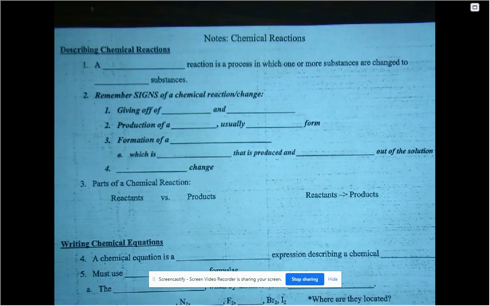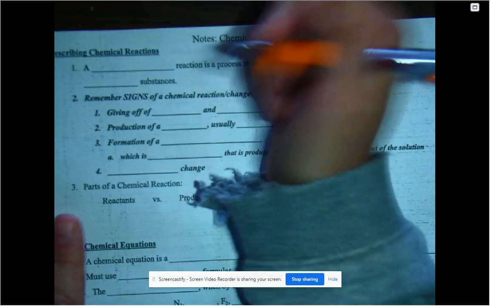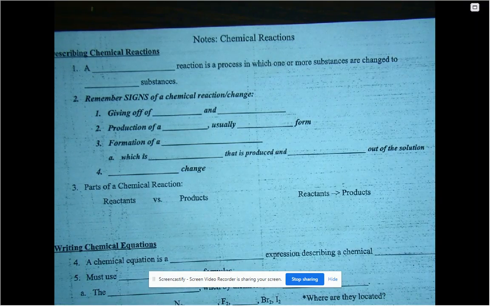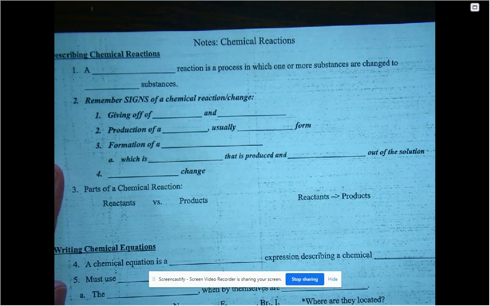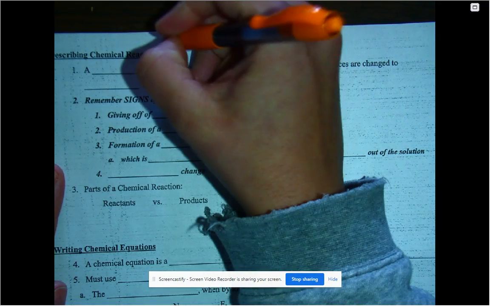So we are now in our next chapter, chapter 7, right? What you guys just completed online was getting you through counting atoms. We're going to have a small section about that at the end of this, okay?